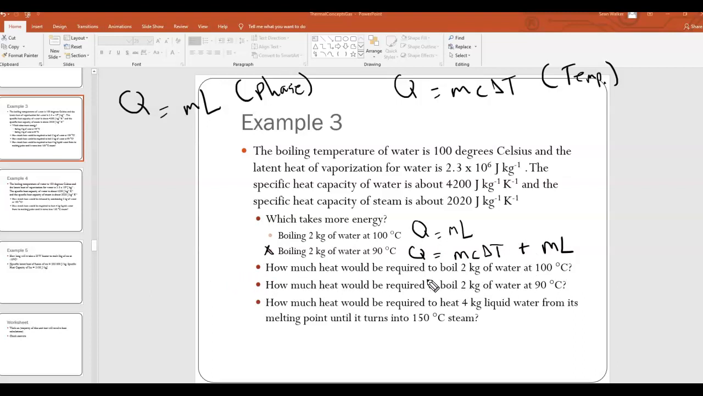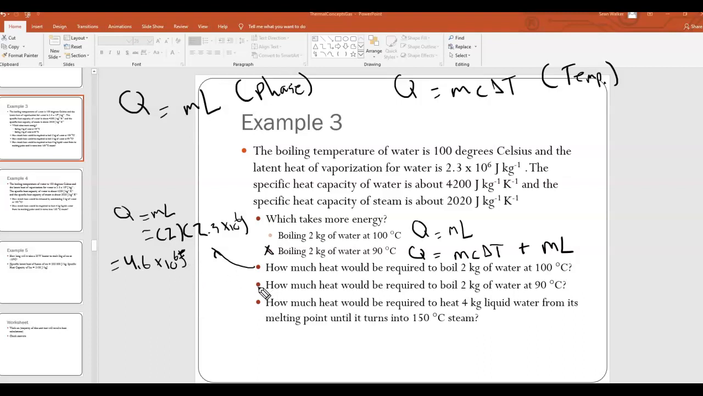How much heat would be required to boil 2 kilograms of water at 100 degrees Celsius? Well, we already know that's given by Q equals mL. The mass is 2 kilograms of water, and because we're boiling, we want to use the latent heat of vaporization, which is 2.3 times 10 to the 6. So that would be 4.6 times 10 to the 6 joules, or 4.6 megajoules, if you want.